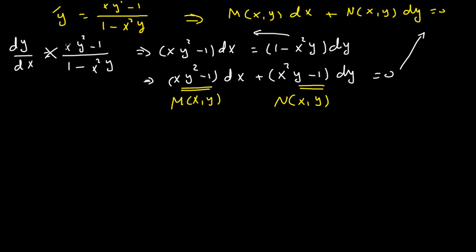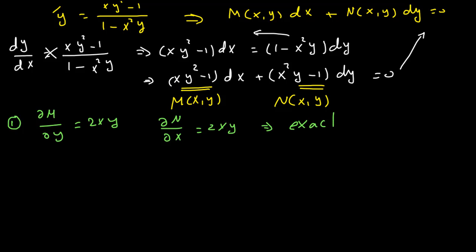So the first thing that we need to do here is to check for exactness. This is our first step. We say partial M by partial y. When we differentiate this term with respect to y, we will have 2xy. And partial N by partial x, when we differentiate this term with respect to x, we will get 2xy as well. We can see that partial M by partial y equals partial N by partial x, and so this is an exact first order first degree differential equation.